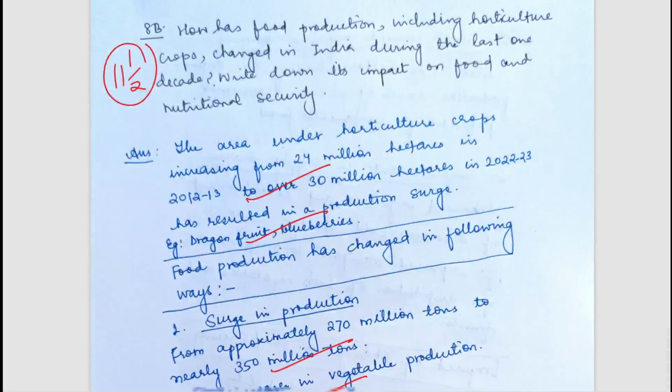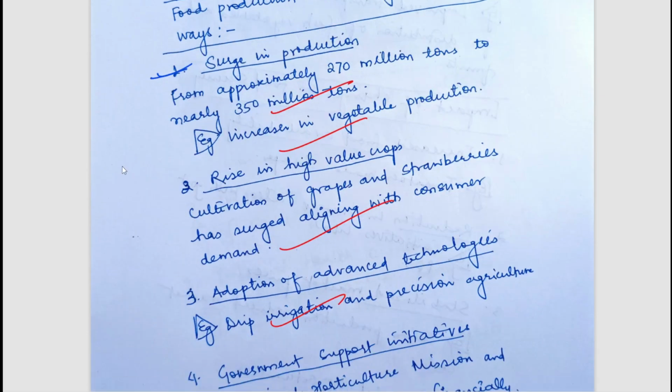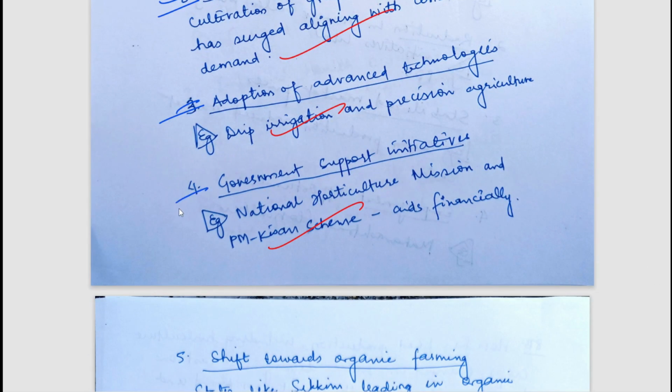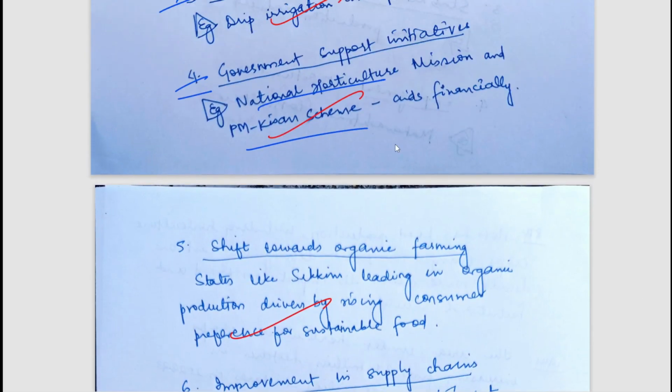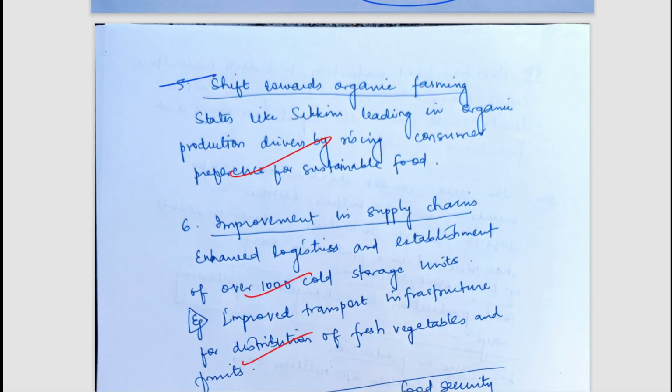The next question is: how has food production, including horticultural crops, changed in India during the last one decade? Write down its impact on food and nutritional security. So we see that there is a surge in production, a rise in high value crops, and adoption of advanced technologies. Government initiatives have been there, such as the National Mission for Horticulture. You can see the PM Kisan scheme is there, the Horticulture Infrastructure Development Program is there, and the Mission for Infrastructure Development for Horticulture. So you can simply pause and read it.